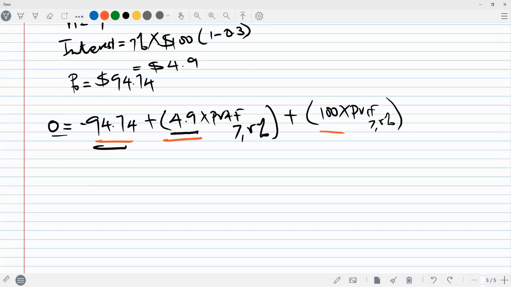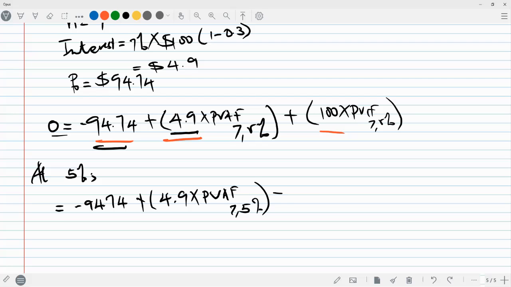Then you can begin, therefore, discounting the cash flows at 5%. This is a trial and error method, don't forget. At 5%, this will be equal to negative 94.74, plus 4.9 times the present value annuity factor, 7 years, 5%, plus we discount 100 back to year 0 at 5%, 7 years, 5%. What do you get therefore to be the sum present value minus the current market value?